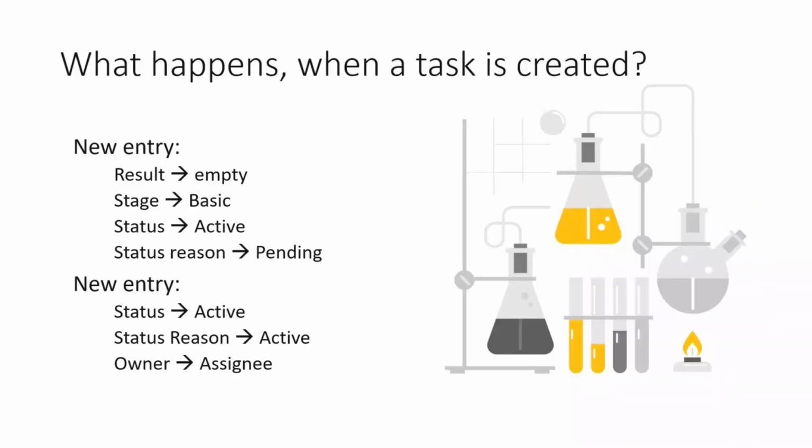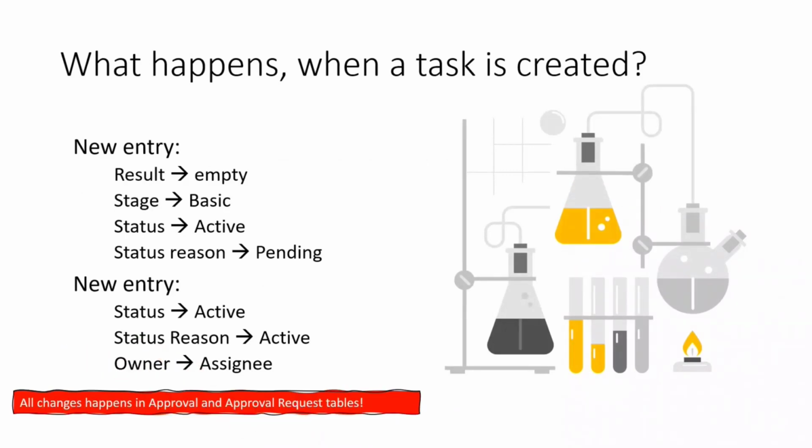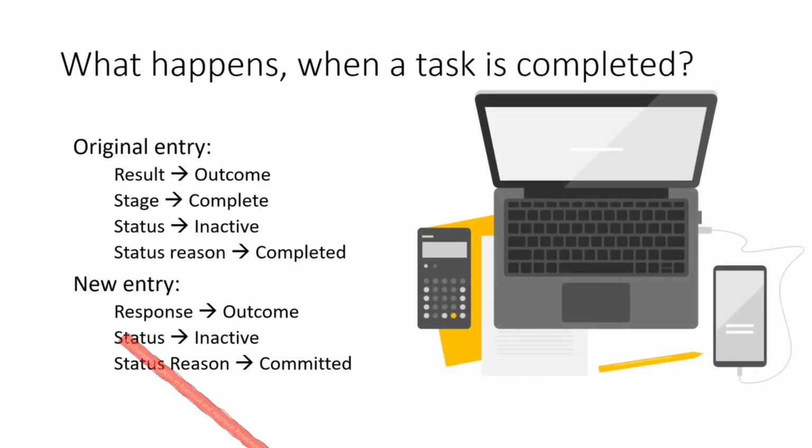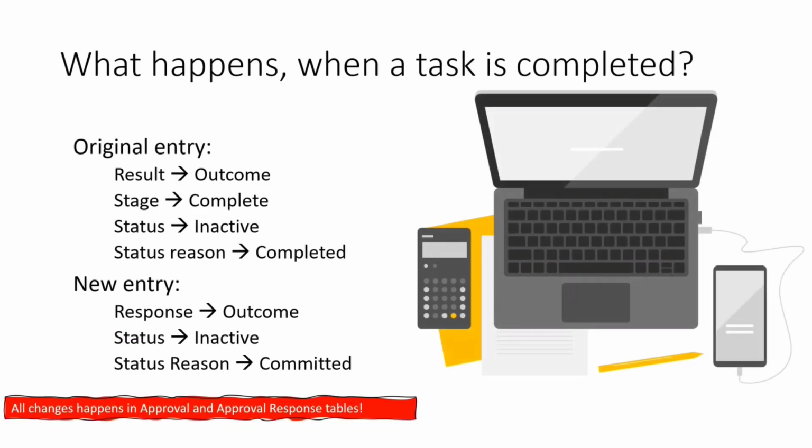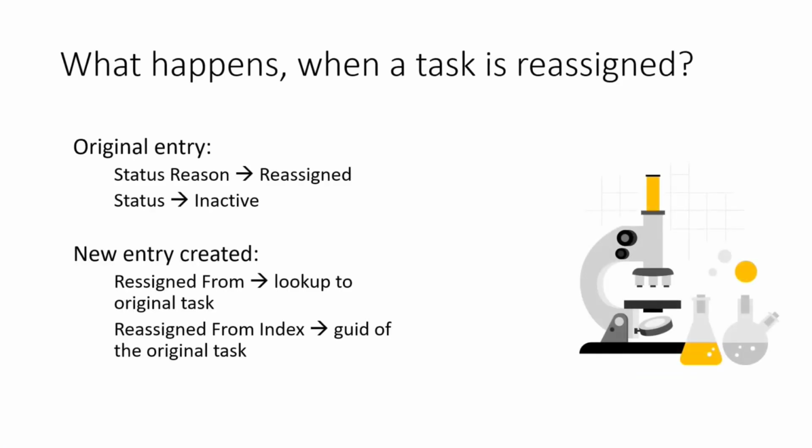So there are a couple of scenarios, like when the task is created, Power Automate is writing some specific information to two tables, so into approval and approval requests. Then in terms of the completion, the information is stored in approval responses, so all that information about completed tasks, and in the approval table, it updates the record with outcome and datetime information, and some statuses as well.